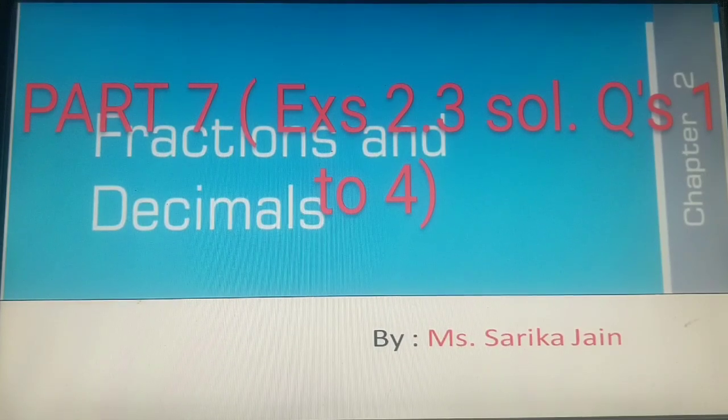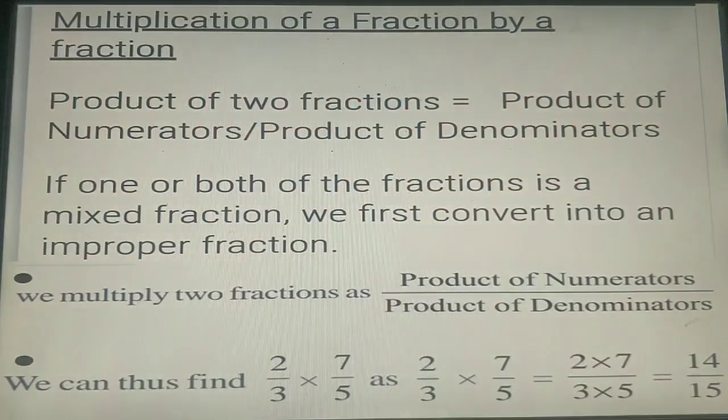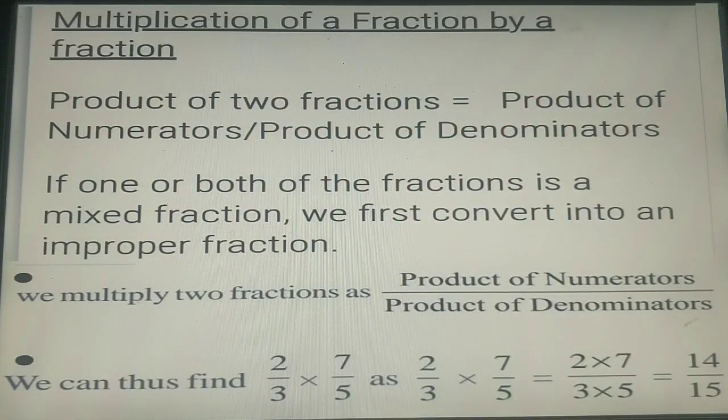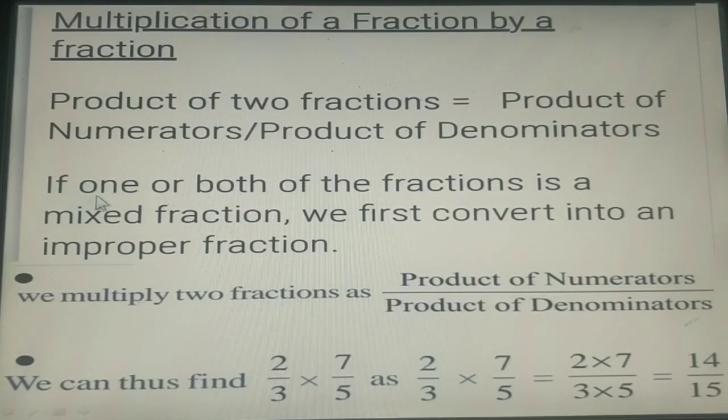Once again, let us revise the steps for multiplication of fractions as we have already done it earlier. For multiplication of fractions, the product of two fractions is given by product of numerators divided by product of denominators. If one or both of the fractions is a mixed fraction, we convert it into an improper fraction first. The steps are: we multiply the two fractions as product of numerators upon product of denominators.